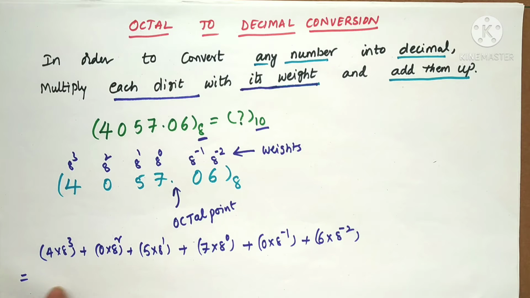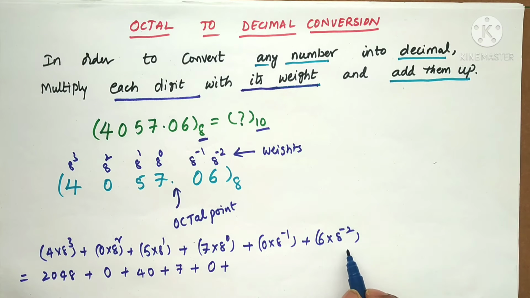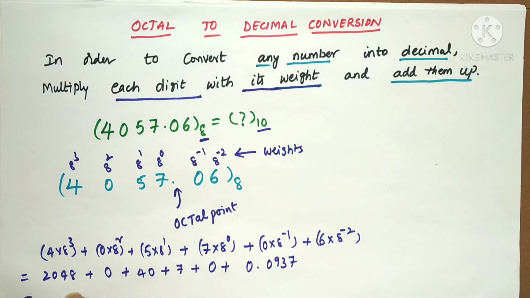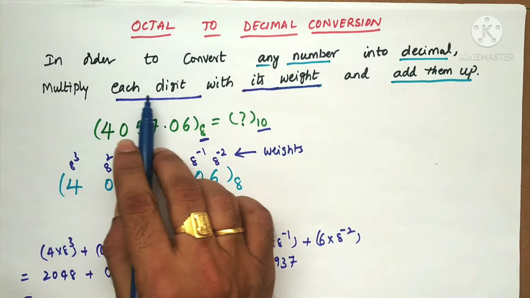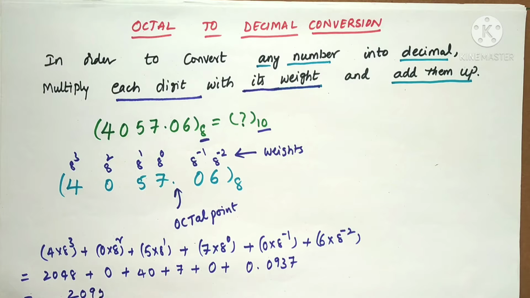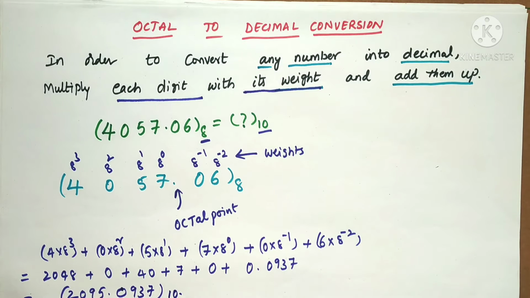4 into 8 cube is 2048, plus 0 into anything is 0, plus 5 into 8 is 40, plus 8 power 0 means 1 into 7 is 7, plus 0 into anything is 0, plus 6 into 8 power minus 2. Okay, the value is 0.0937. So we have to add all this. Multiply each digit with its weight and then add them up. If we add this, you will get 2095.0937. This is the equivalent decimal number.